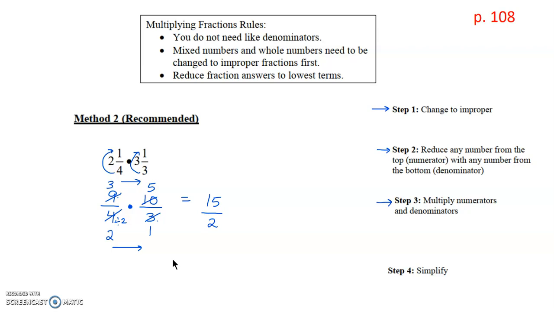So if you're multiplying mixed numbers, you're going to get an improper fraction as a result almost always. So from there, you will need to simplify. So we're going to change this improper fraction back to a mixed number by dividing up. 2 goes into 15 7 times. That makes 14 with 1 left over. So our final answer here is 7 1/2.